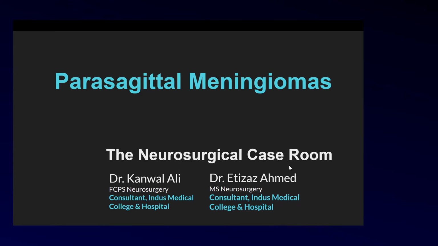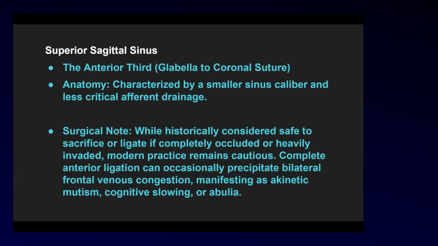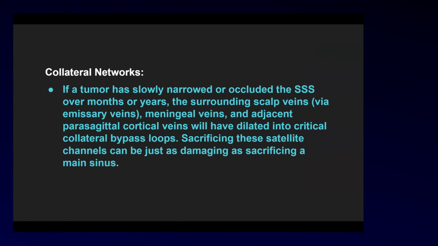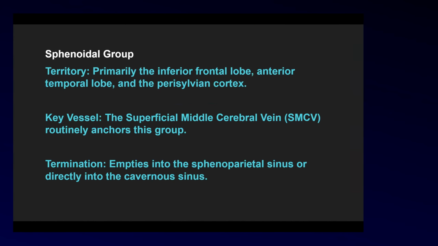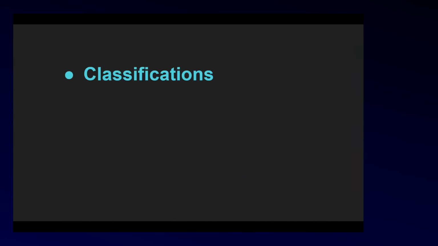Welcome to the Neurosurgical Case Room. This is part 2 of Parasagittal Meningiomas. We did discuss the relevant anatomy yesterday, especially the venous channels. So we are going to proceed with the clinical presentation, the classification and the radiology today. Regarding the surgical planning and the surgical nuances, we are going to have a completely separate session for it, because it would have made this session really heavy.